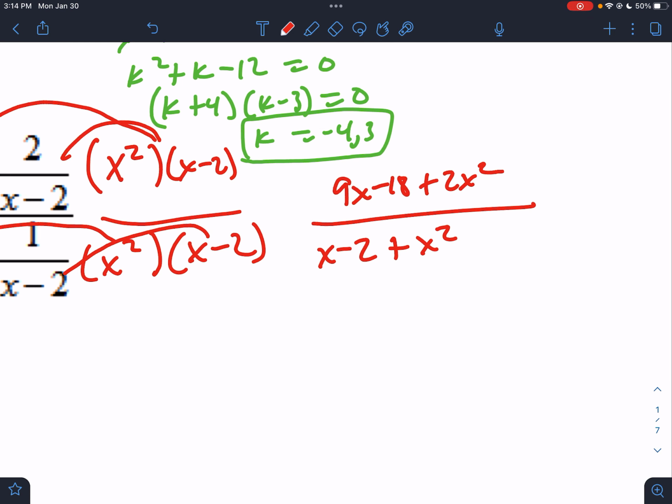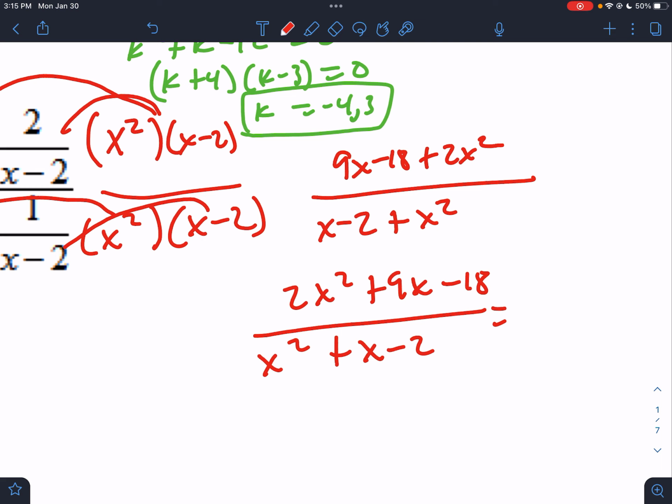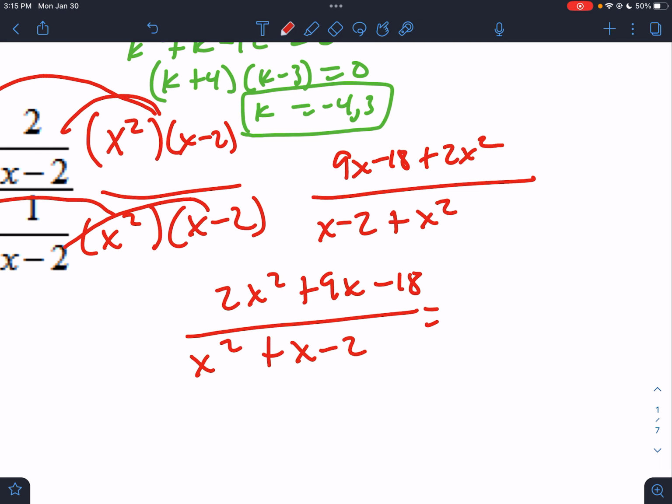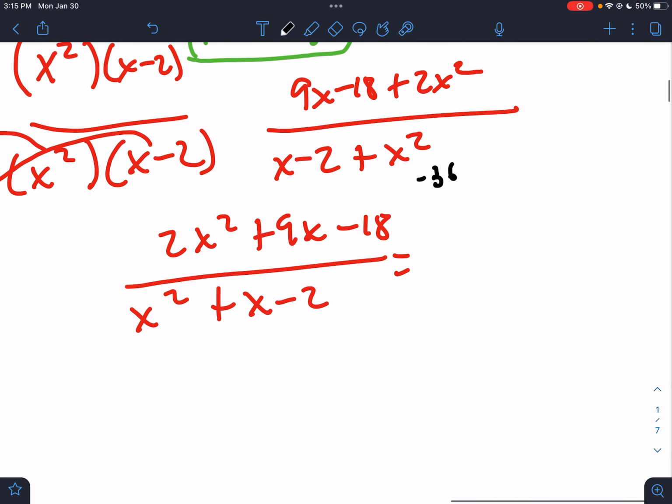So if I clean these up, the top would be 2x squared plus 9x minus 18 over x squared plus x minus 2. Let's factor those. There's no GCF, but can we factor the top? 2 times 18 is negative 36. What factors of negative 36 subtract to equal 9? 1 and 36, nope. 2 and 18, nope. 3 and 12, there it is. So it's got to be 3 and 12.